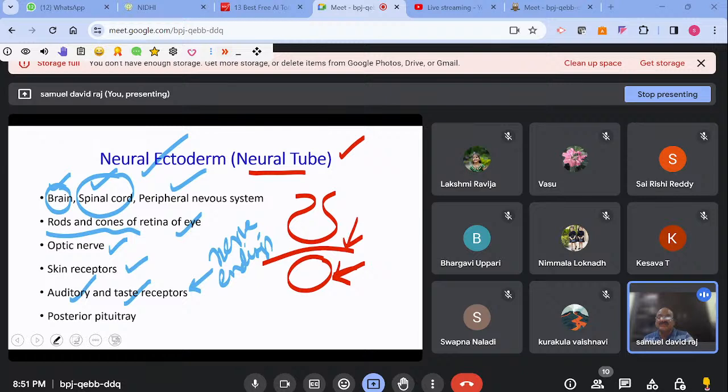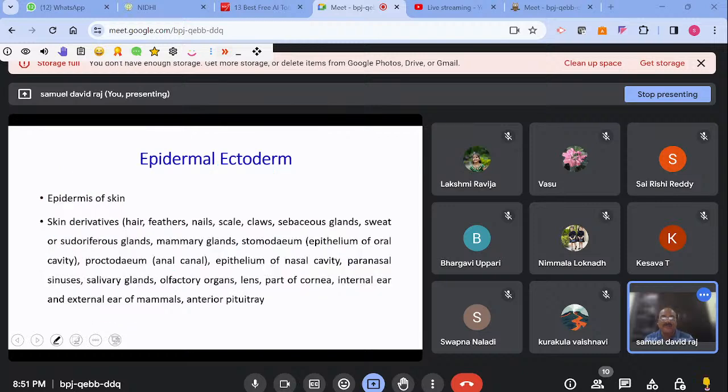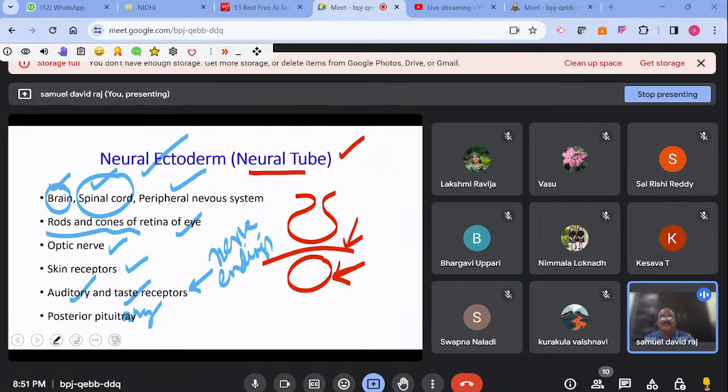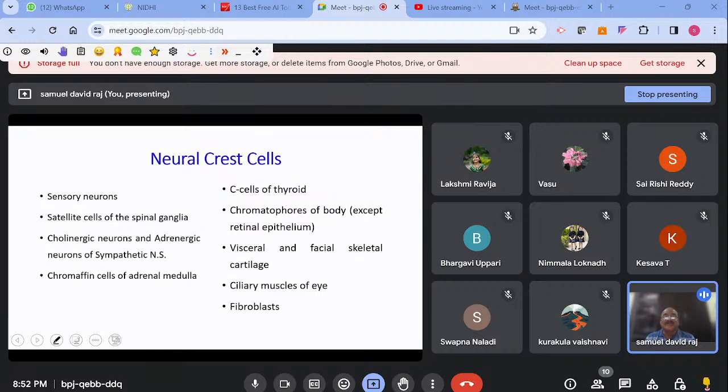And also the posterior pituitary. We know that the pituitary gland has an anterior pituitary and a posterior pituitary. Anterior pituitary is derived from epidermal ectoderm, and posterior pituitary is derived from neuroectoderm. We have discussed this already while covering the origin of the pituitary gland. Next come the neural crest cells, the third part of the ectoderm.